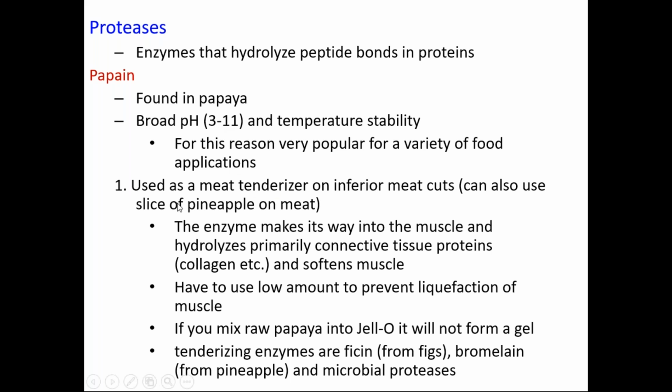It is used as a meat tenderizer, especially to soften the muscle tissue of the animals. Then you have to use it in very low amounts, and if you mix raw papaya with jello, it will not form a gel. Other tenderizing enzymes are ficin from figs and bromelain from pineapple, including some other microbial proteases. However, since ficin, bromelain, and papain are from natural sources, they are preferred over the microbial proteases.